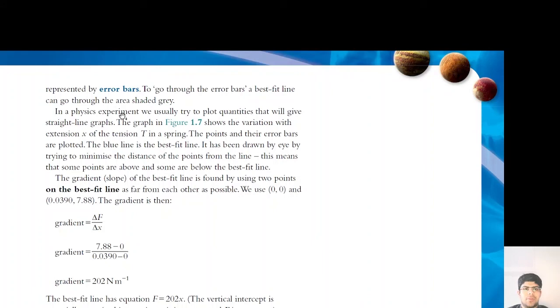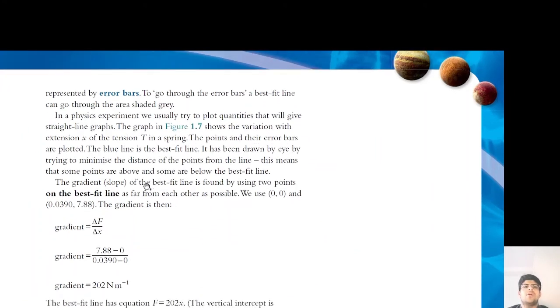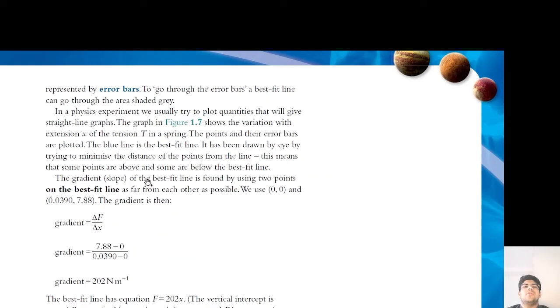In physics experiments, we usually try to plot the quantities that will give straight line graphs. The graph in Figure 1.7 shows the variation with the extension x of the tension T in the string. The points and their error bars are plotted. The blue line is the best fit line.